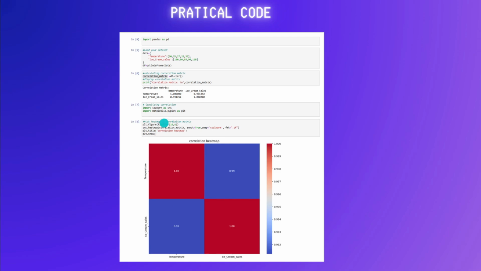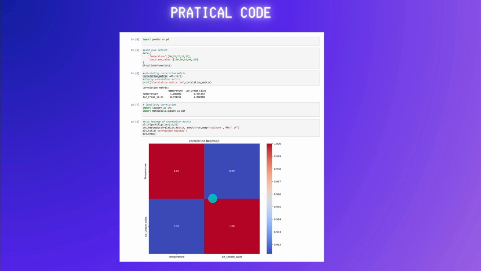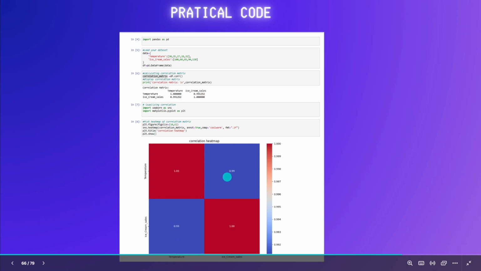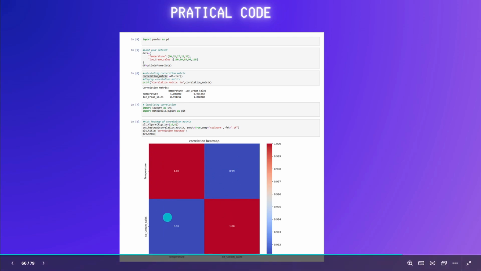So the ice cream sales variable and the temperature are positively correlated. And here we are trying to visualize the same using a heat map. Here we can see for the temperature variable and the ice cream sales, if we draw a graph of the correlation, we can see that the value is near to 1, which is 0.99. So that means both these two variables are positively correlated.